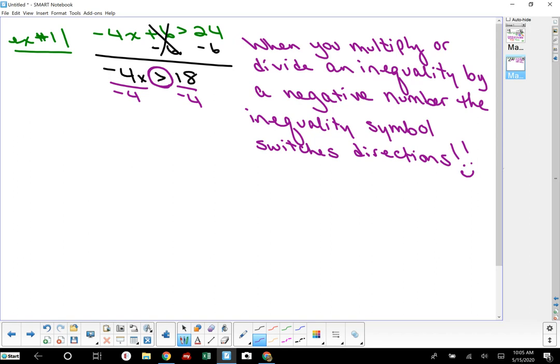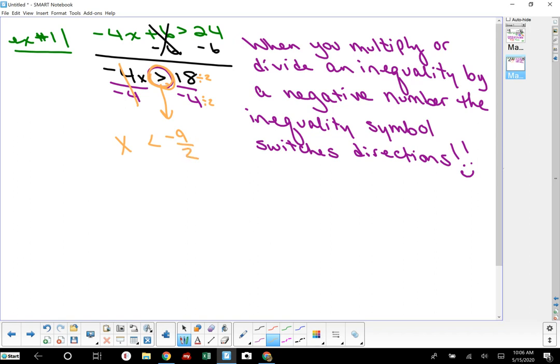So here, the negatives would cancel each other. -4, -4. So x, this gets switched around, right? So you're dividing by a negative, so it gets switched. And then 18/4, you can divide both of these by 2. And so you're going to have a -9/2.